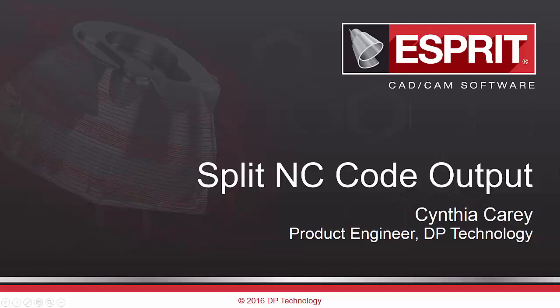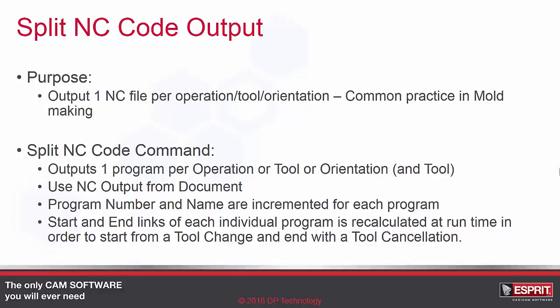Hi, I'm Cynthia Carey, and I will be showing an enhancement to the output of NC code. So the new split NC code output converts all machining operations in the ESPRIT document into separate NC code files based on the choice of per operation, per tool, or per orientation.